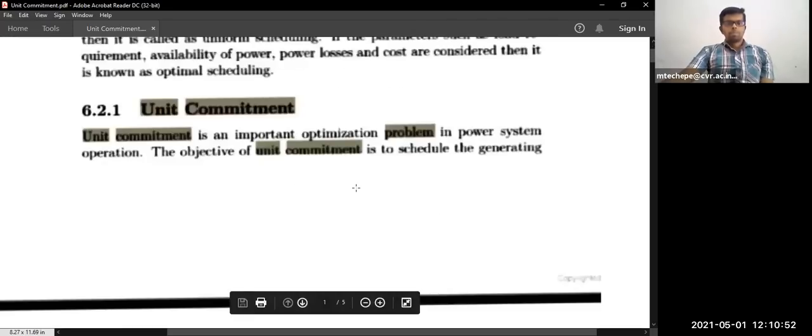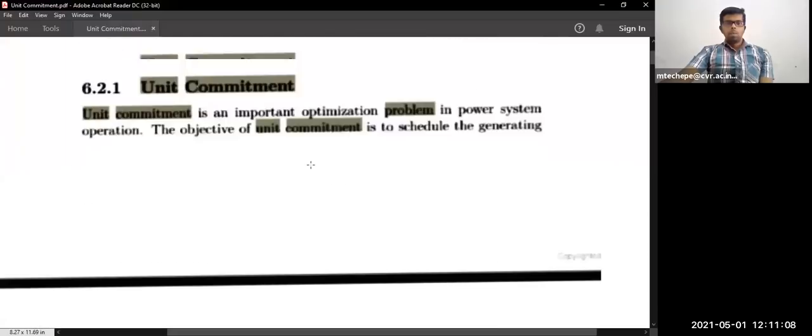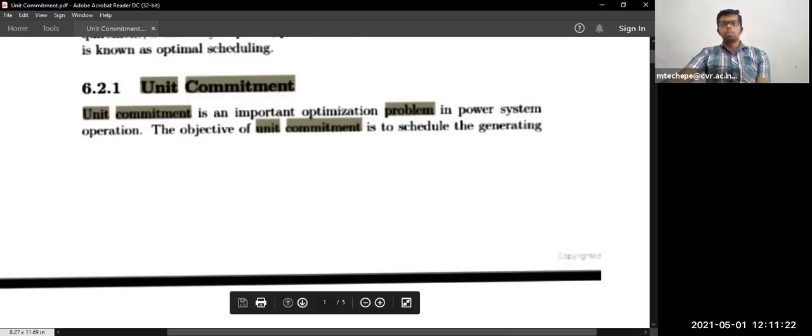Very good morning. Today we are going to see about the unit commitment problem, what the techniques are in the unit commitment problem, and how we are going to solve it. Unit commitment is one of the important optimization problems in power system operation.